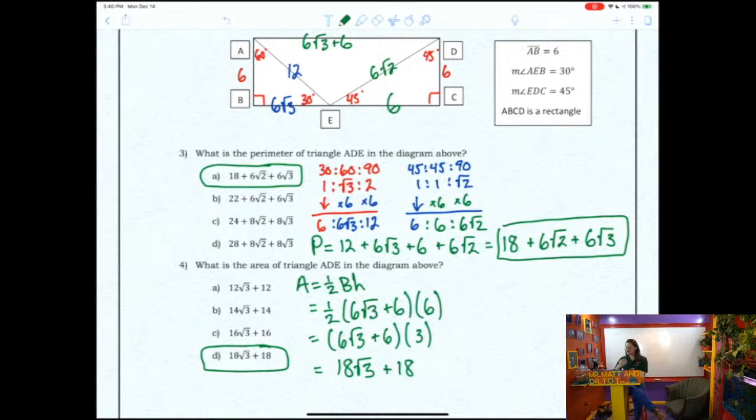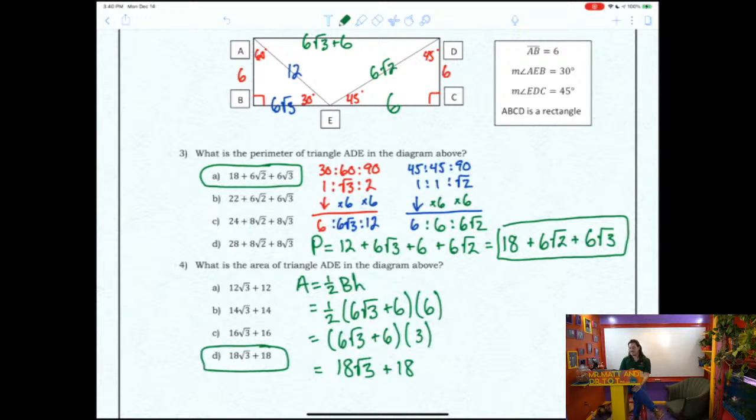For number 4, we need to calculate the area. So the formula for the area of a triangle is 1/2 base times height. The base here is just going to be the sum of the component parts of its opposite side in this rectangle. We know that rectangles have to have congruent and parallel opposite sides. So if I know that side length BC is made up of a sum of segments BE and EC, namely 6 root 3 and 6, I can just put them together and say that the whole thing must be equal to 6 root 3 plus 6.